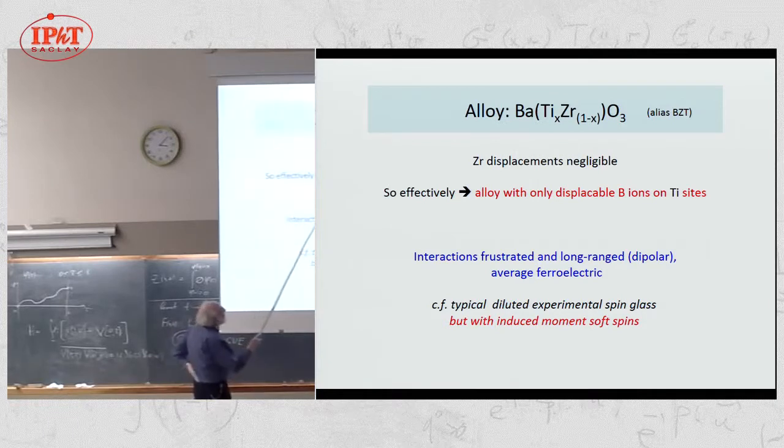So effectively what you have is an alloy where the only displaceable ions are on the T sites, which is rather like in the case of an ordinary spin glass where some sites have magnetic atoms and some have non-magnetic atoms. The interactions are frustrated and long-range, dipolar. The average is ferroelectric because we know that when they're pure, the titanate will become ferroelectric. So they're very similar in concept to a diluted experimental spin glass, but with induced moment soft spins.